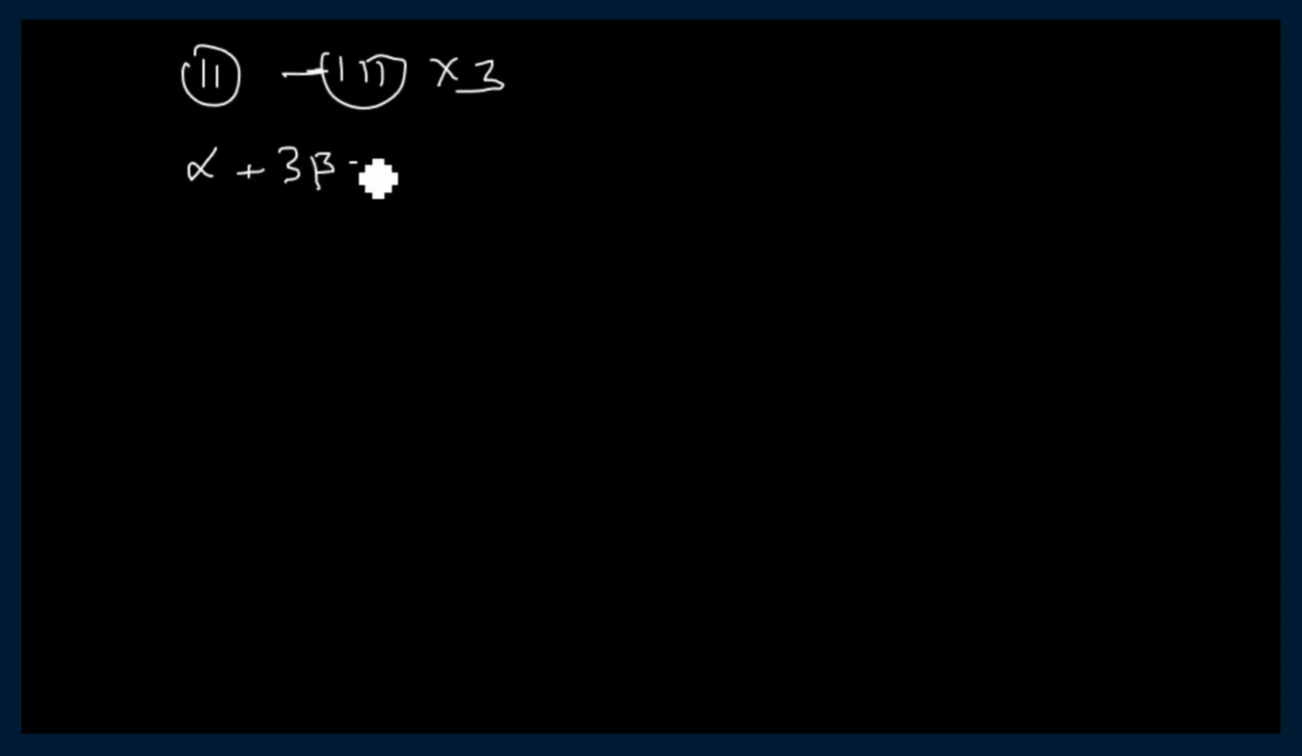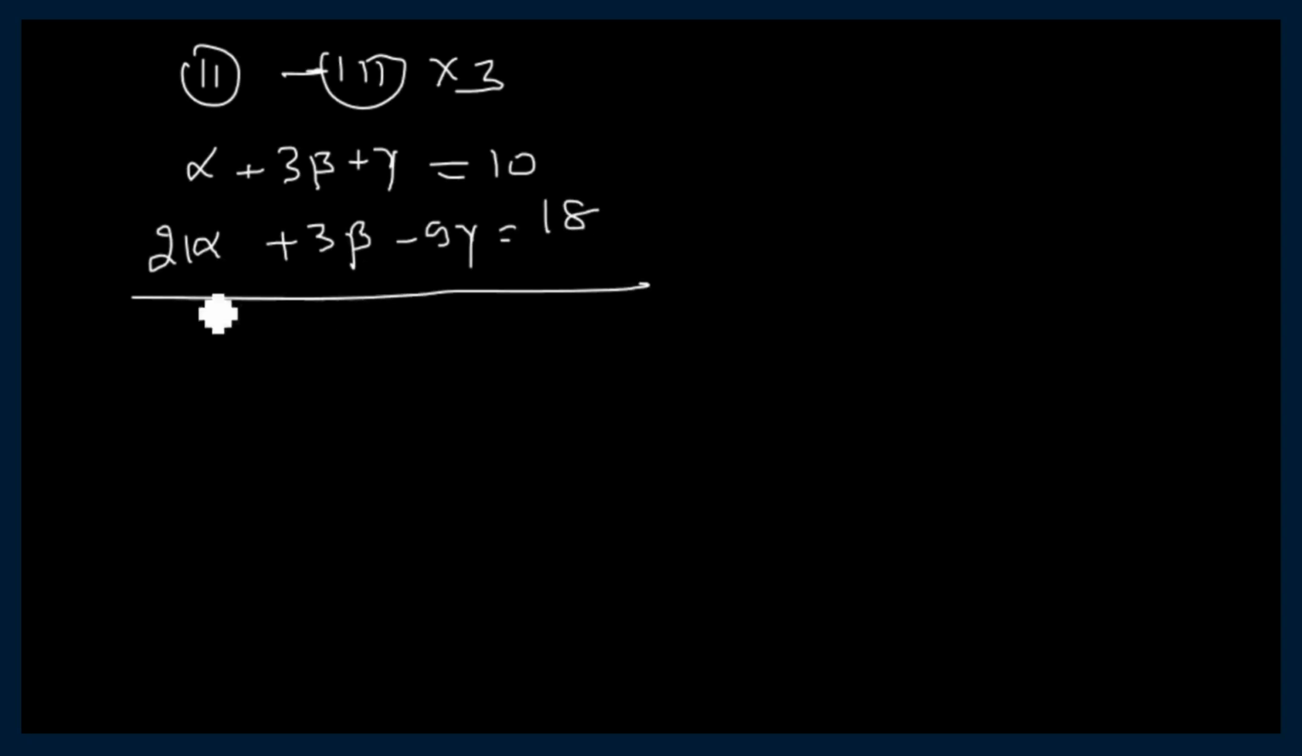3 beta plus gamma, okay, and this is equal to 10, and the third वो को हम 3 से मल्टीप्लाई कर रहे हैं, so this is 21 alpha plus 3 beta minus 9 gamma, okay, equal to 18. Okay, now we are going to subtract this, so this is minus, this is minus, this is plus, this is minus. Okay, so the 3 beta gets cancelled, this is minus 20 alpha plus 10 gamma and this is equal to ये हमारा कितना हो गया माइनस का 8. Okay, so this is the fourth one.